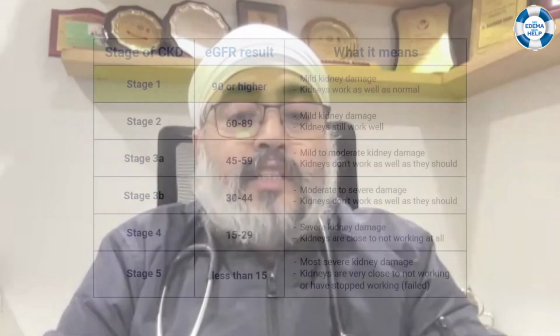To diagnose chronic kidney disease, healthcare providers use a blood test to check the glomerular filtration rate, GFR, which is estimated from serum creatinine, and they also do a urine test to check for any protein leakage, known as albuminuria. Once the chronic kidney disease is diagnosed, the next step is to determine its stage. So there are 5 stages of chronic kidney disease.